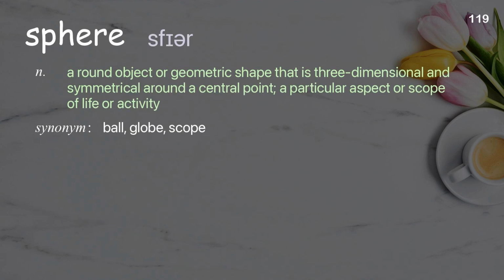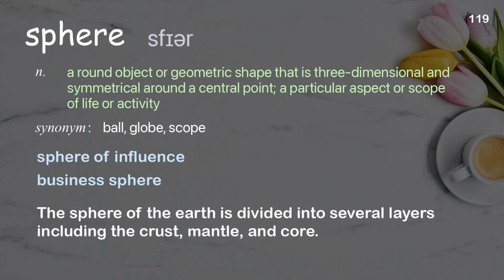Sphere. A round object or geometric shape that is three-dimensional and symmetrical around a central point; a particular aspect or scope of life or activity. Examples: sphere of influence. Business sphere. The sphere of the Earth is divided into several layers, including the crust, mantle, and core.